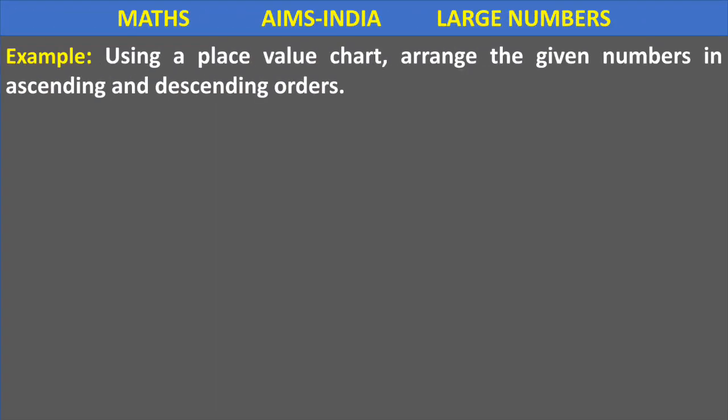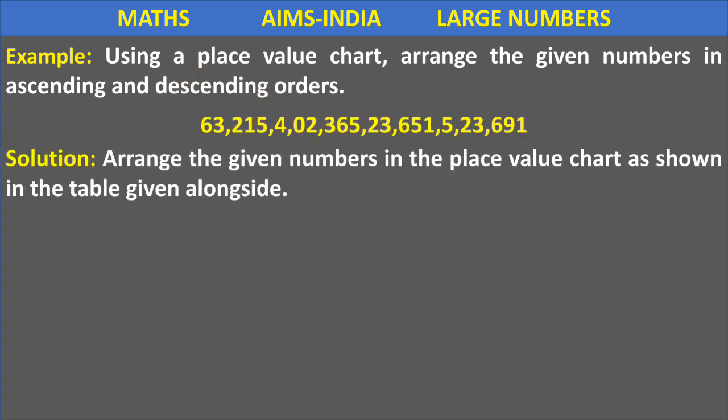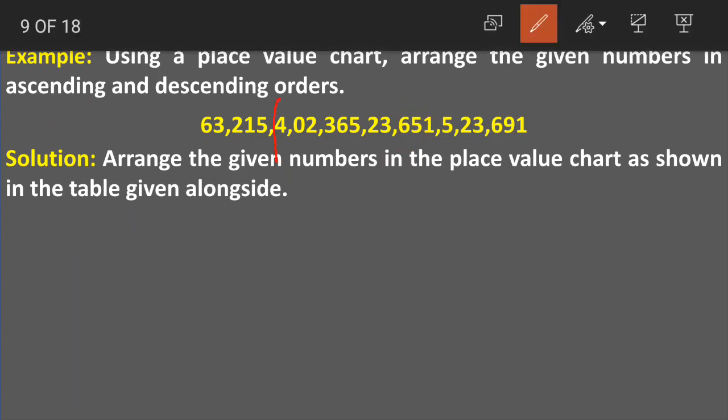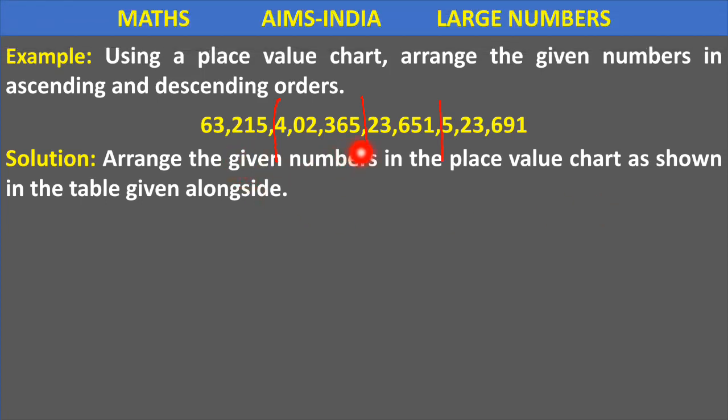It's time for us to solve some examples. Using a place value chart, arrange the given numbers in ascending and descending order. You know what a place value chart is, right? And you also know how to compare numbers. Now we have to simply arrange them in ascending and descending orders. Look at the numbers given in the question. We have 1, 2, 3 and 4. This is the first number, this is the second number, this is the third number and the fourth number. Okay, children? We have four numbers in the question.